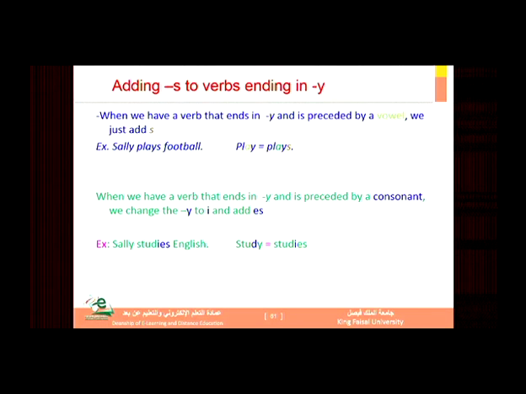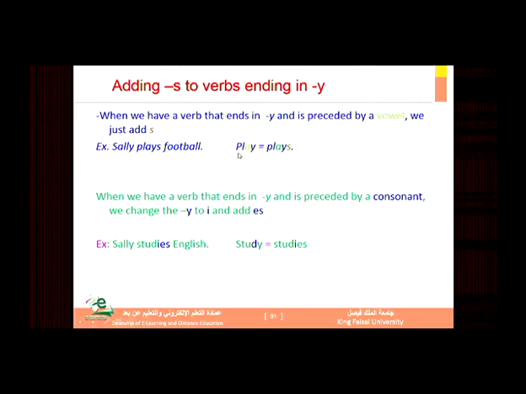Okay, now sometimes we have different verbs that end with y. We need to understand that sometimes we add an s to those verbs and sometimes we delete the y and add ies. We need to understand how and when we do that. The simple rule says when we have a verb that ends in y and it is preceded by a vowel, we just add s. Can we say that again?